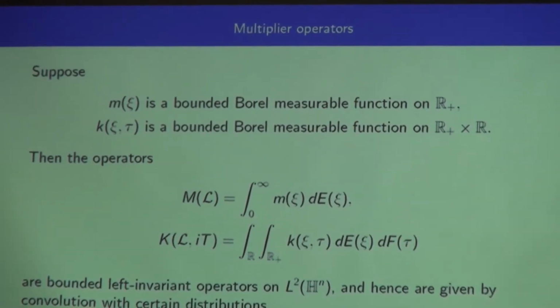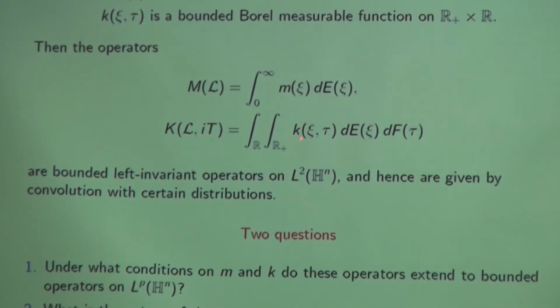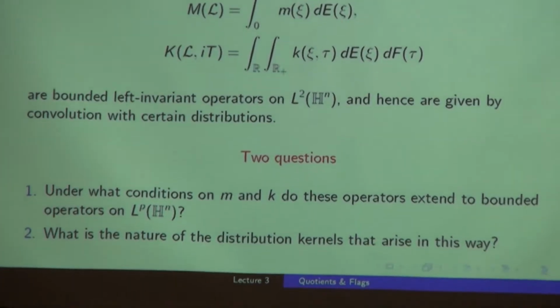And so what I can do is, again by the spectral theorem, form bounded operators on L2 by integrating the spectral measure against bounded functions. So if I have a bounded Borel measurable function, I can form a function of the operator L. The dE is the spectral resolution for L. dF is the spectral resolution for T. So I can actually have functions of two variables to have a function of both L and T in this way.